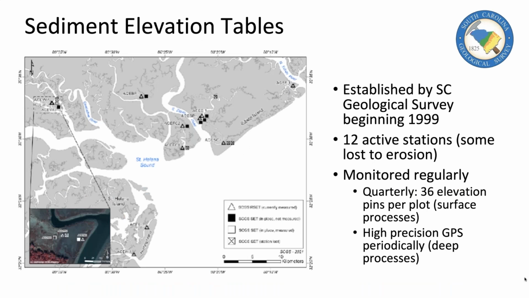Also within the ACE Basin exists a network of sediment elevation tables. These were established by the South Carolina Geological Survey, which is a group within the South Carolina DNR. These began in 1999. So again, a really nice long-term data set here. Currently, there are only 12 active stations. Some of these stations were lost to erosion. So I think we can still explore these. They just won't have coverage for the entire period of record to line up with the water quality stations.